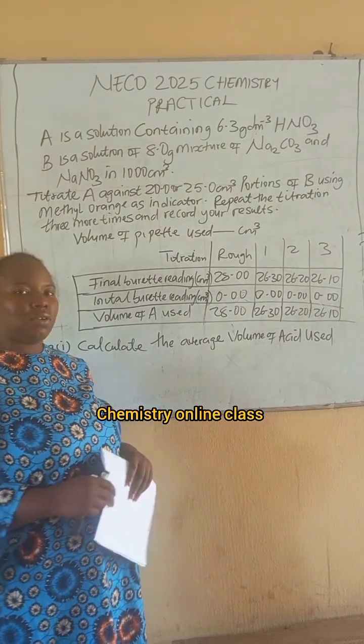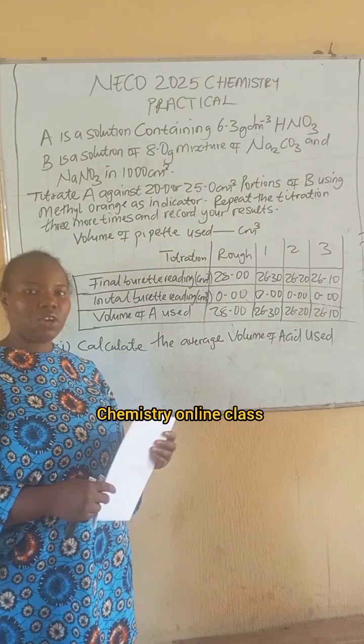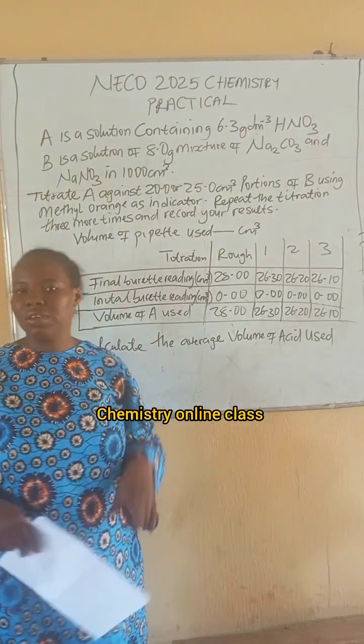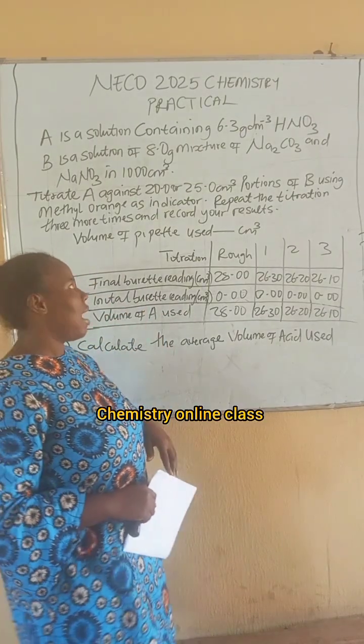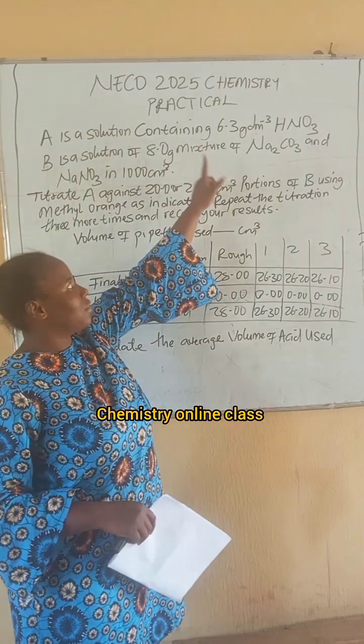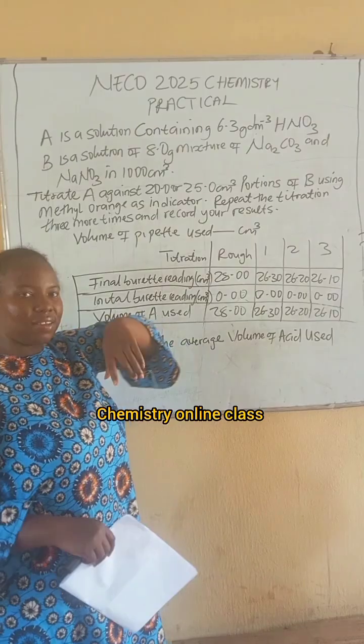On today's class, we want to solve question 1 of NECO Chemistry Practical 2025. So this is the question. Follow me as we solve it. It says A is a solution containing 6.3 grams per dm cube of HNO3, which is nitric acid.